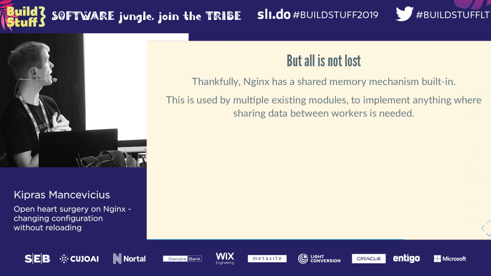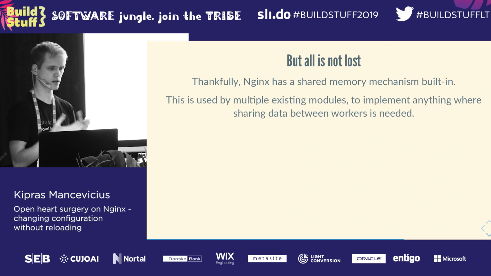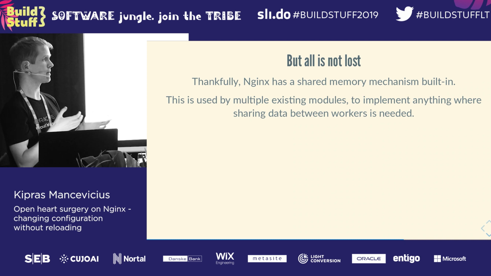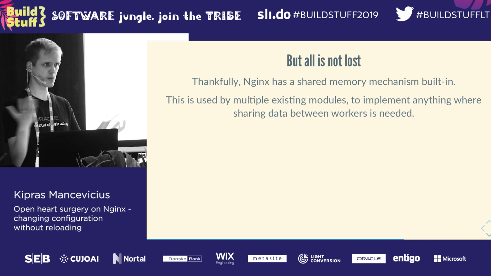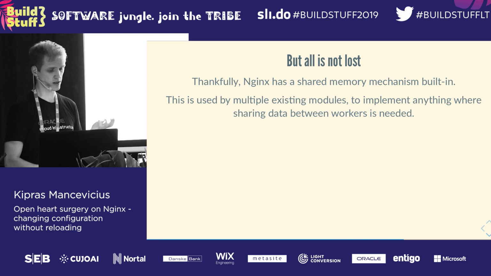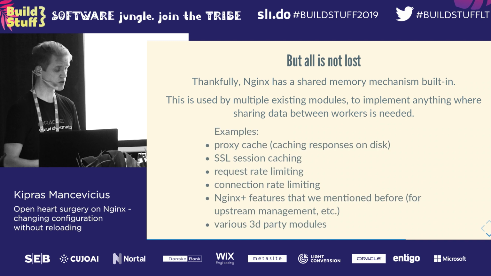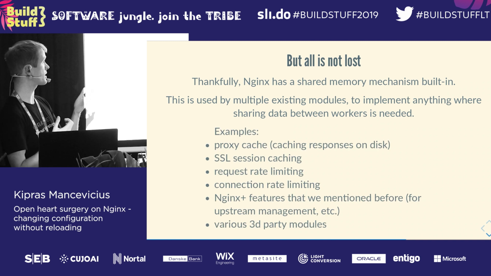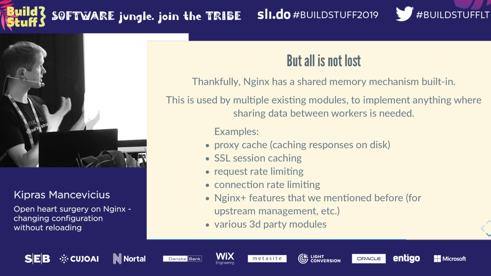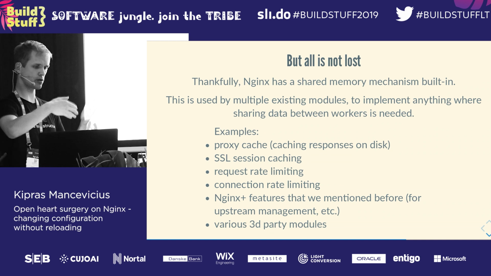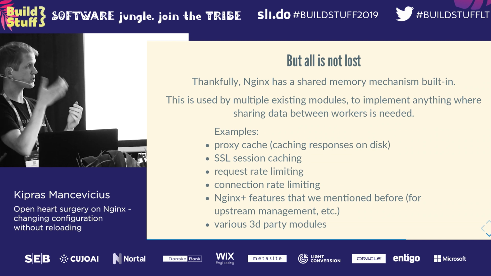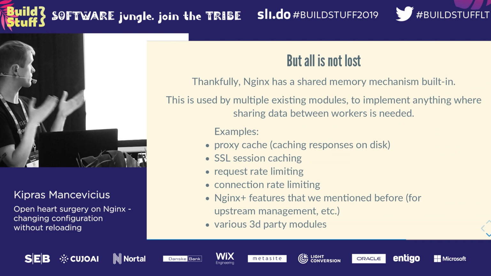And that is used already by a lot of modules. The problem with the fact that there are separate workers that are separate processes affects other parts of Nginx as well. So they came up with a way to use shared memory to share that data, because a lot of things wouldn't be possible without it. Some examples of what uses it are the proxy cache, the cache for caching responses on disk. SSL session caching. So if you have connections and you want to cache the SSL session, they wouldn't have to be reinitialized depending on how many workers you have. You can cache that.